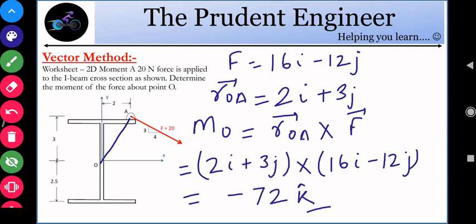That will give us minus 72k. I am hoping that you all know how to do the cross multiplication of two vectors. If you haven't seen the past videos, please go and check the videos in the playlist. So minus 72k means 72 in the negative z direction, or 72 newton meters in the anti-clockwise direction. That means the axis is perpendicular to the plane where this diagram is made, directly downwards. So this is the vector method to find the moment.